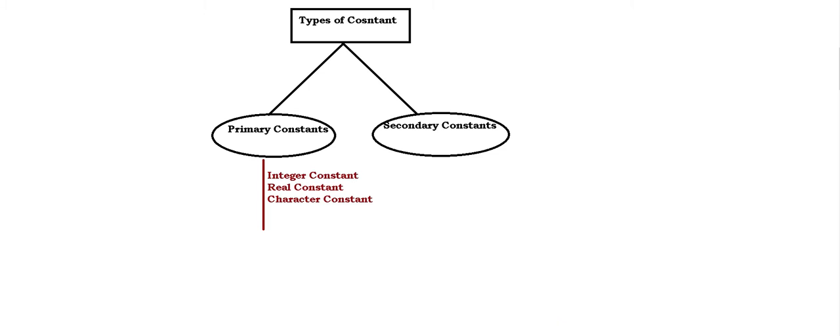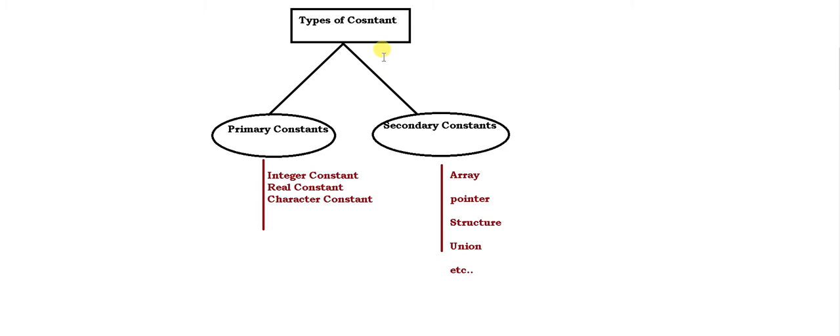And secondary constant is nothing but, let me draw here, array. This is a separate chapter. Pointer, structure, union, and so on. There are n number of things we will see. Right now I'm just giving the names of a few. So this is all about the types of constant.